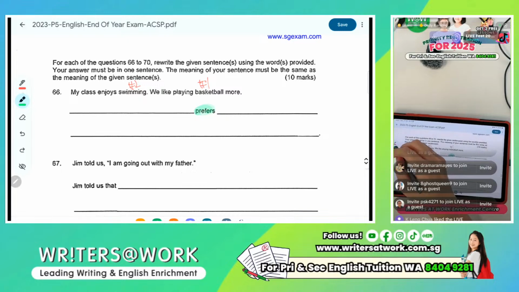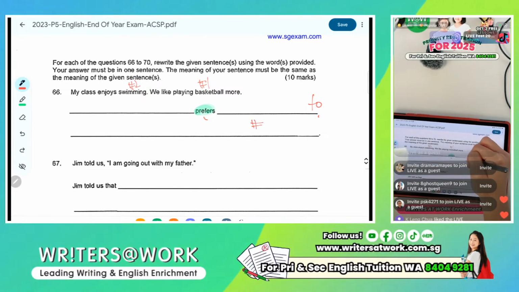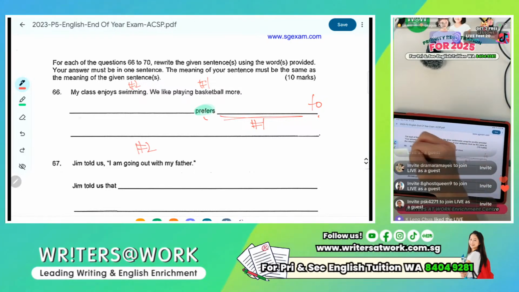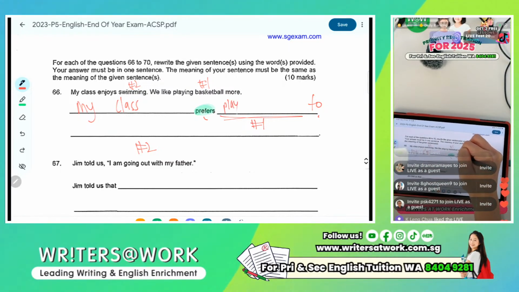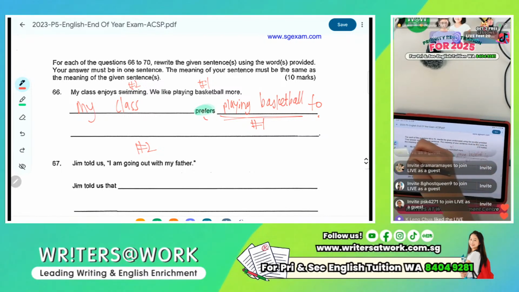When we have prefers, we would need to use the word to. They come as a pair. Now, we will write our number one activity first, followed by our subsequent activity. So the answer will be, my class prefers playing basketball to swimming. This is one of the more straightforward questions.